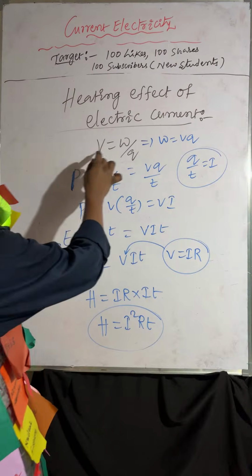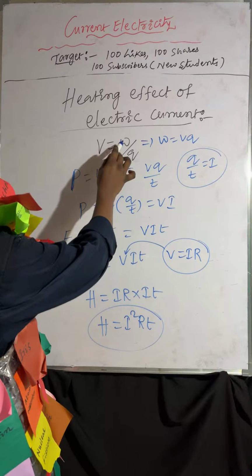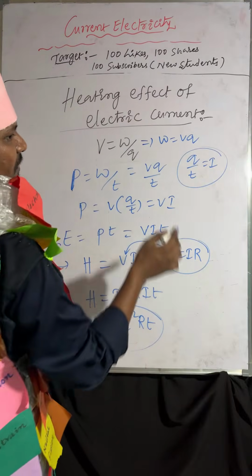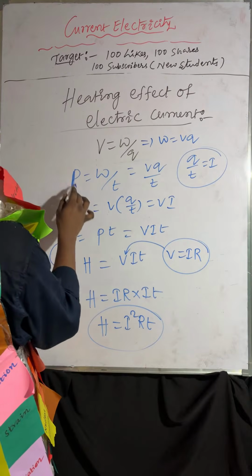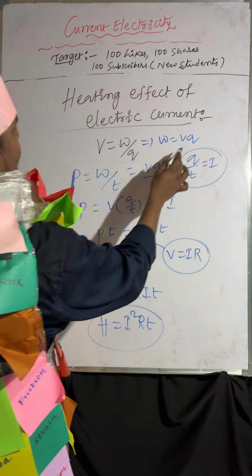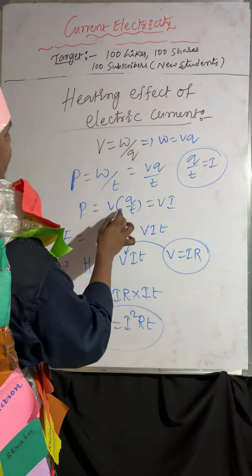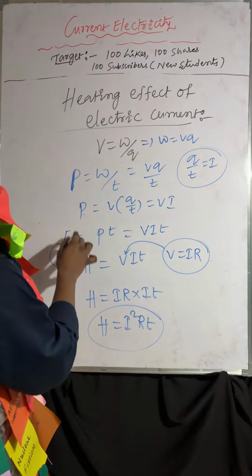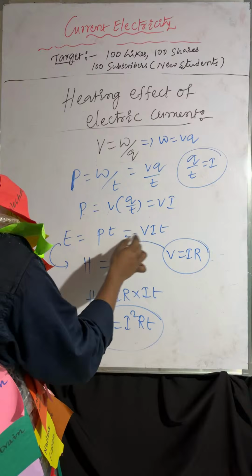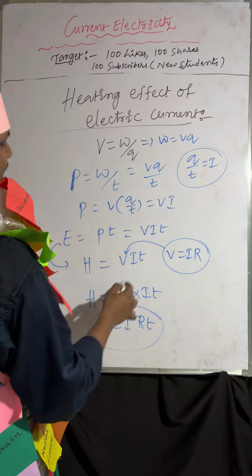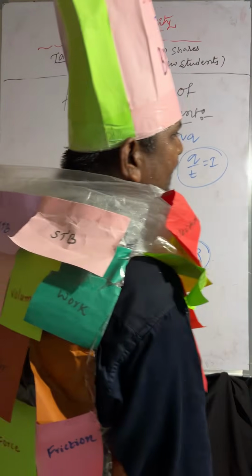Here you can observe: V equals W by Q, the potential difference equals the work done to bring a unit positive charge from one point to another. W equals VQ. The rate of doing work is P equals W by T, so P equals V into Q by T, and Q by T is I, so P equals VI. Whatever energy is given to the conductor will be in the form of heat. So H equals P into T, P equals VI, V equals IR, H equals IR into I into T, H equals I squared RT.